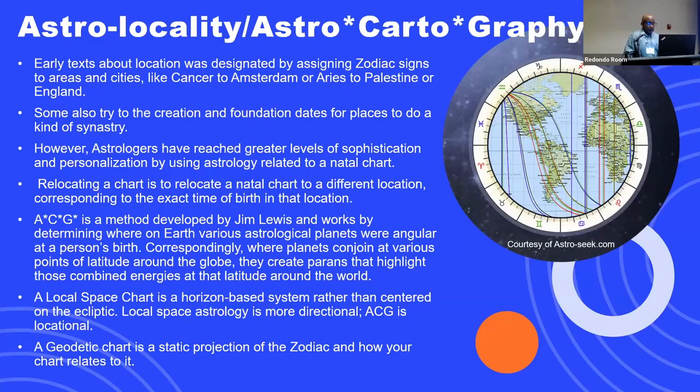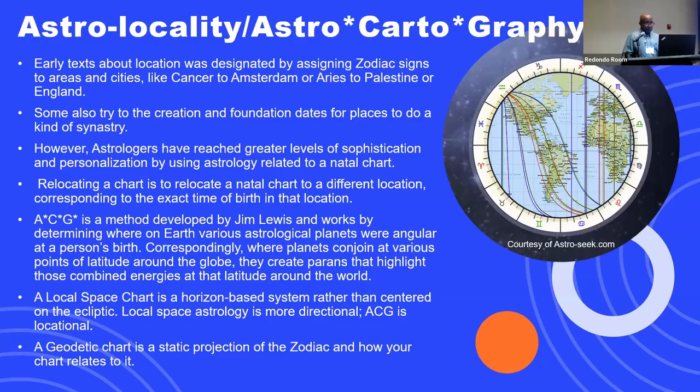Now, in the 20th century, we developed greater levels of sophistication and personalization for how to match this with a natal chart. Relocating a chart means relocating it to a different location corresponding to the exact time of birth in that location. So if you were born at 1:20 in New York on a certain date, and we wanted to relocate you to California, we would just go 3 hours before that. So it would be at that same particular time in the world, but 3 hours before. That would be, I believe, 10:20 as an example.